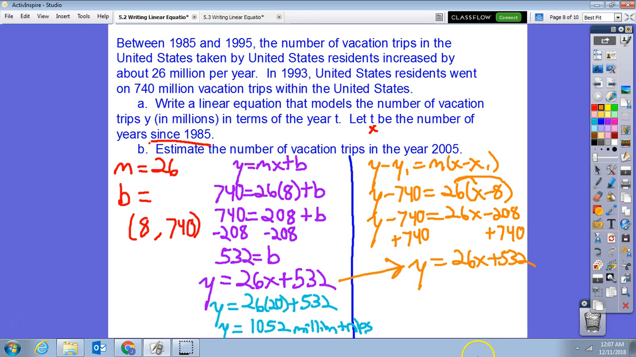One thing I will point out here is that when you are doing the slope-intercept form or the point-slope form, both of them contain the same amount of math steps. You're multiplying 26, you're multiplying 26. You're subtracting 208 from 740, you're adding 740 to negative 208. It's the same amount of math. I prefer this one because my equation is kind of staring me in the face when I'm done.